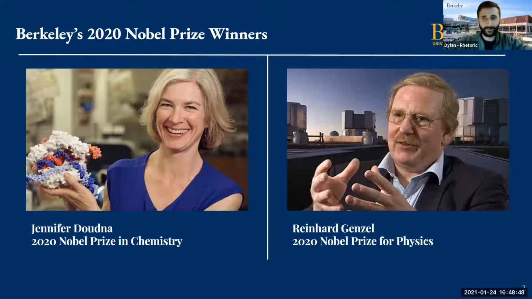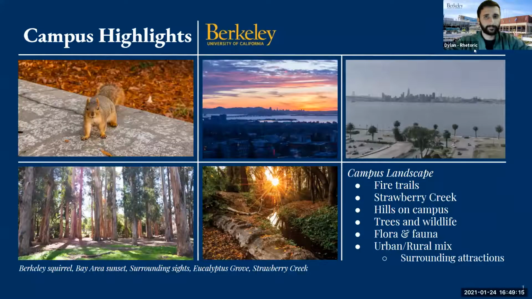Jennifer Doudna got a Nobel Prize in chemistry, and Reinhard Genzel got a prize in physics. So that's kind of awesome. I know a lot of people who took classes with Jennifer Doudna and have gone to her office hours, and she's just a casual Nobel Prize winner, one of the first individual women to win this prize, I'm pretty sure, something like that, but groundbreaking nonetheless. So we're very proud of these two academic leaders on our campus for winning some more Nobel Prizes.